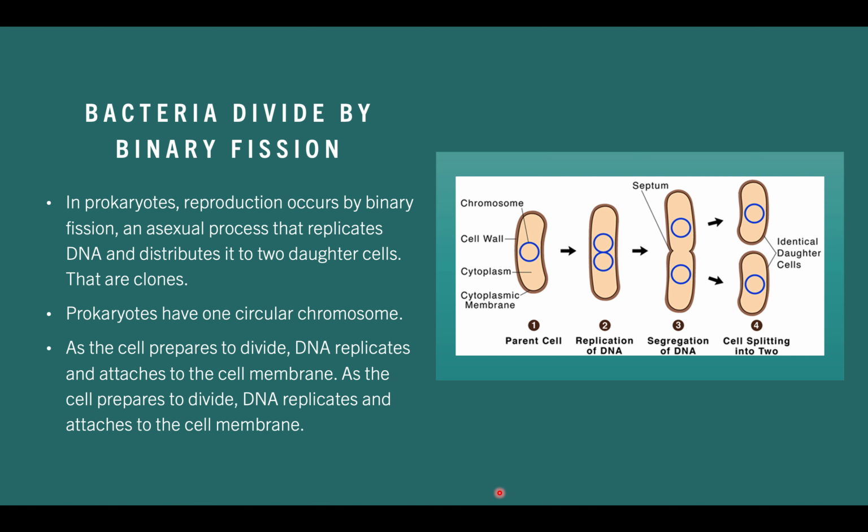So this is the process of mitosis taking place so that this bacteria can asexually divide by binary fission rather than needing a partner. Prokaryotes have 1 circular chromosome, which you can see right here in blue. As the cell prepares to divide, DNA will replicate, like I said, and attach to the cell membrane. Using the septum that it creates here, DNA will replicate and attach to the cell membrane again, and then the identical daughter cells are formed here. So you get 2 clones of the original cell whenever you have binary fission.